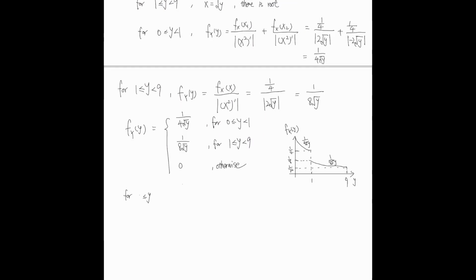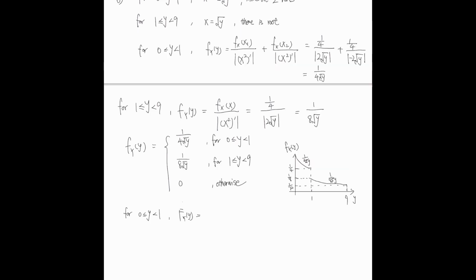For y greater than or equal to 0 and less than 1, FY equals the integral of 1/4 square root of y dy, which equals 1/2 square root of y. For y greater than or equal to 1 and less than 9, FY equals the integral of 1/8 square root of y dy, which equals square root of y plus 1/4.